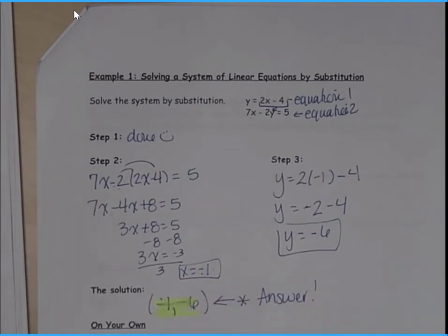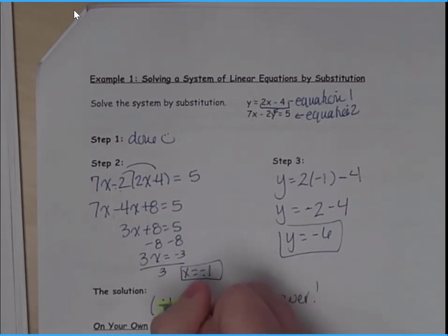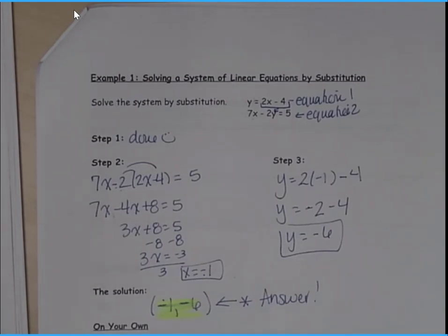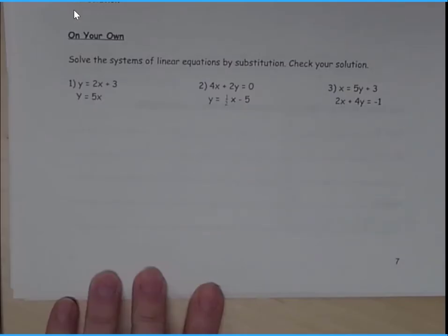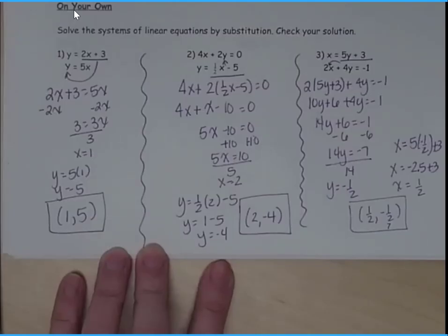Okay? Although that kind of wiped out my answer there. So negative 1, negative 6. All right, what I'd like for you to do is try these next 3 on your own. Go ahead, hit pause. When you're done, come back and check your work. All right, how'd you do?